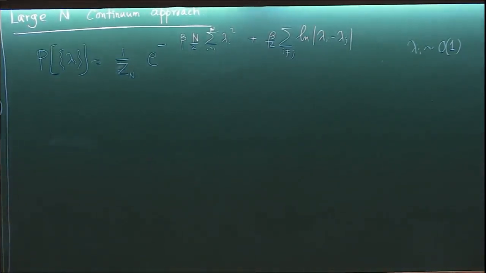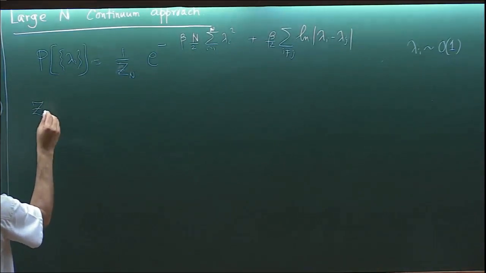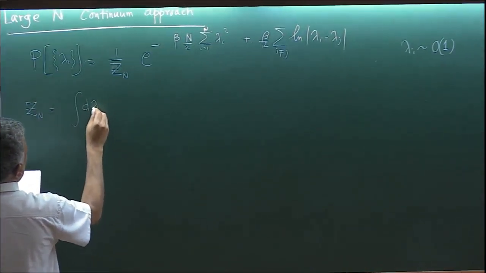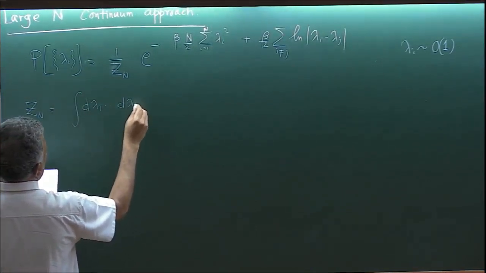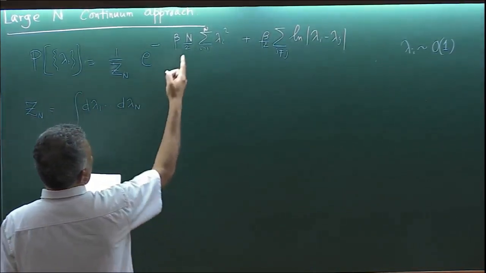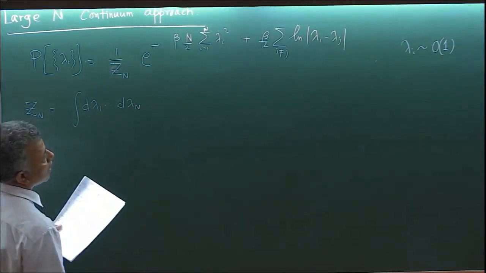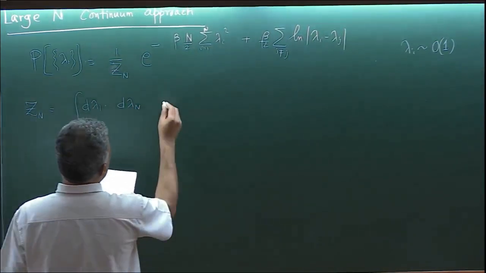And so our partition function is just a multiple integral. Again, all the constant terms I've absorbed in this. So this is the new partition function for these lambda variables of order 1.